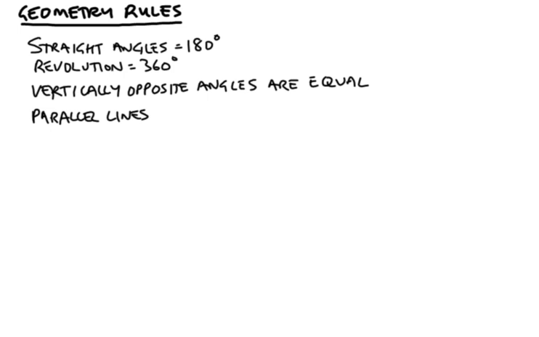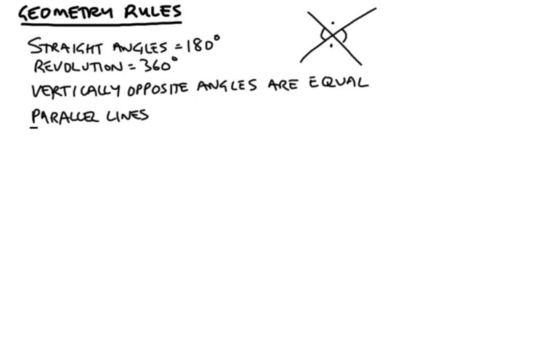Things like straight angles equals 180 degrees, one revolution is 360 degrees, vertically opposite angles are equal. Now remember, they're called vertically opposite angles, but you can just as easily have two angles that they're talking about that are horizontal. If they're two straight lines, then those two angles I've marked there with arcs are equal, but also the dots in the more vertical positions are also equal.